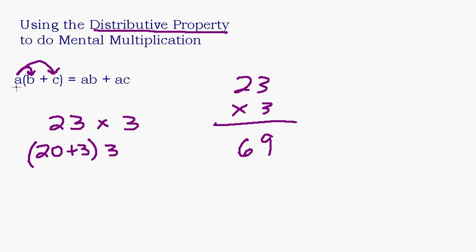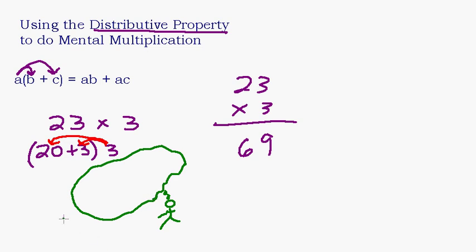Now most of the time you see the number outside the parentheses on the left-hand side. Here I have it on the right-hand side. It doesn't matter. So what we're thinking is we want to do 3 times 20 and 3 times 3. And we can do that in our head. This is what we're thinking. So we can pretend like we're doing mental multiplication. 3 times 20 is 60, and 3 times 3 is 9, and we add those together and we get 69.